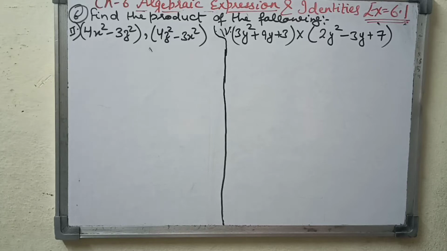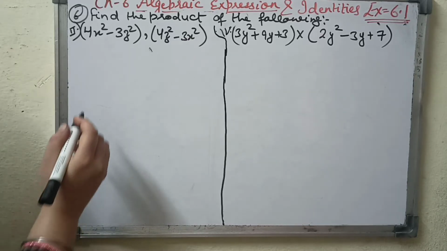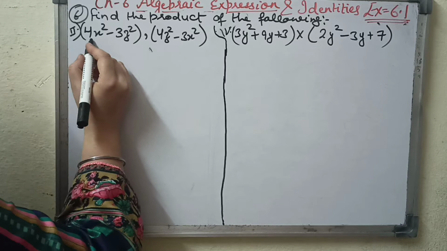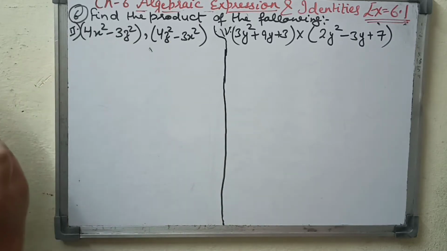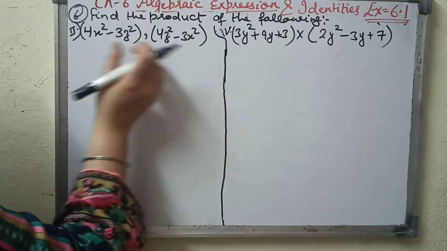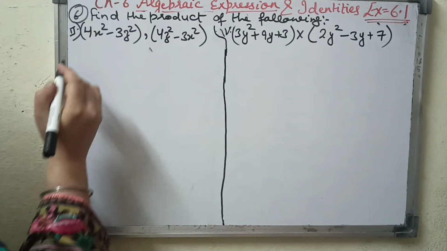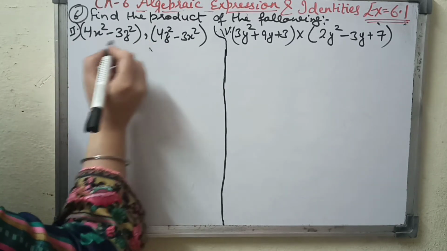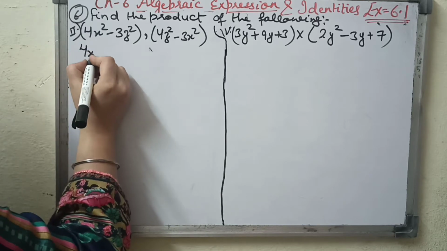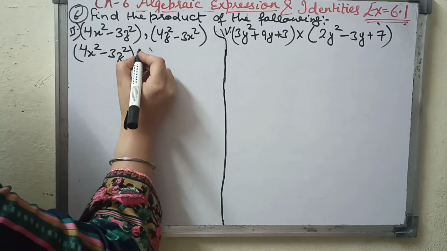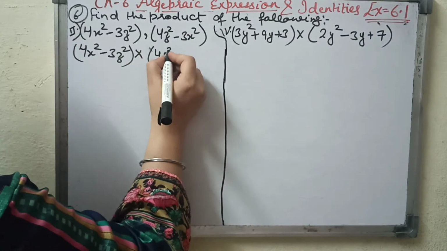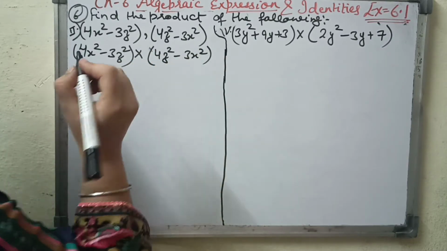Sum number 6: find the product of the following. And the second part is 4x² − 3z², 4z² − 3x². Now there are two terms, both are binomials here. First of all, I will put the sign of multiplication in between these two terms. So I will get (4x² − 3z²) multiplied by (4z² − 3x²).